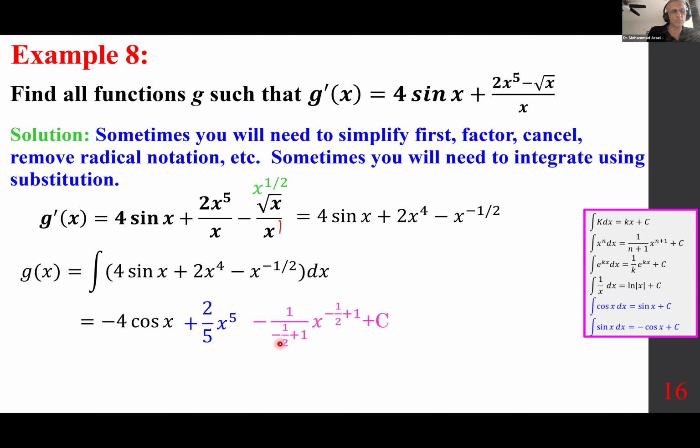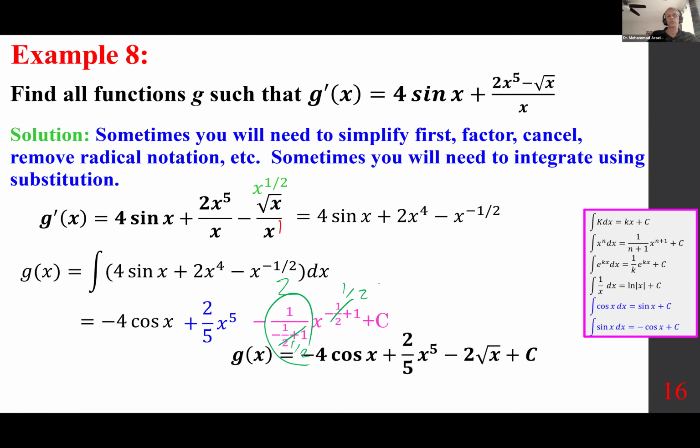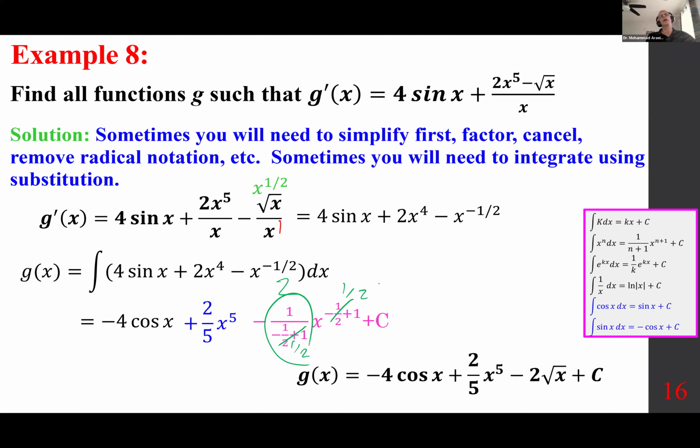Now, all we have to do is simplify this one. This is 1/2. 1 over 1/2 is 2. And as you know, x to the power of 1/2 is square root of x. So this would be the final answer, everybody.